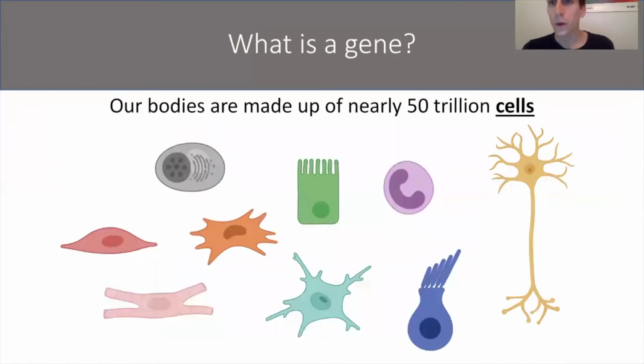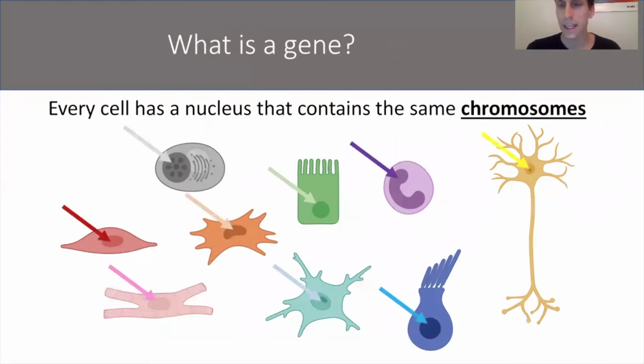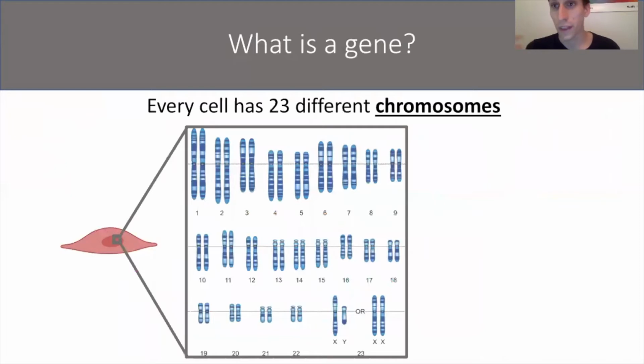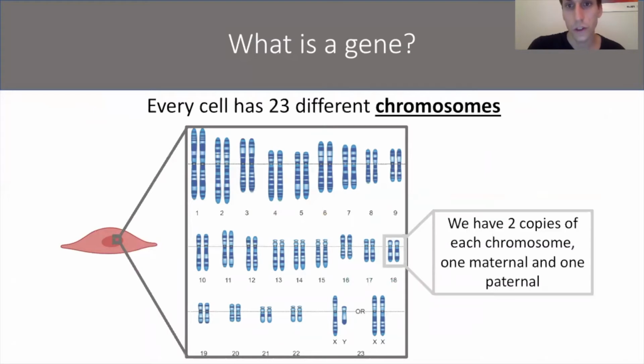So first, what is a gene? Our bodies are made up of nearly 50 trillion individual cells. And each of these cells has a nucleus, which houses the exact same chromosomes. And within each cell, there are 23 different chromosomes. And we have two copies of each chromosome, one from our mom and one from our dad.